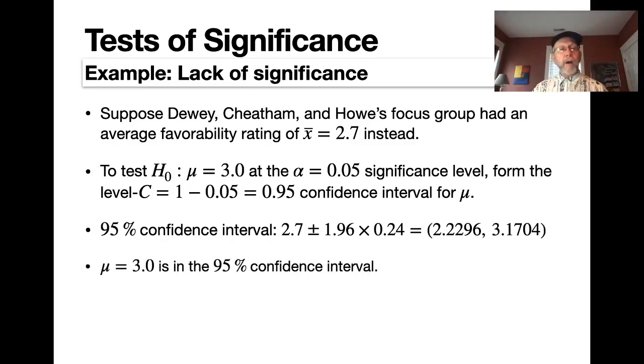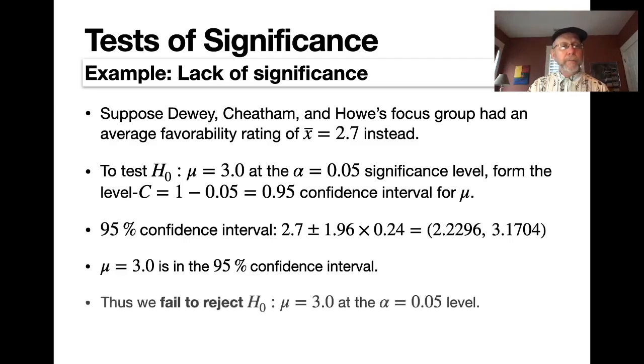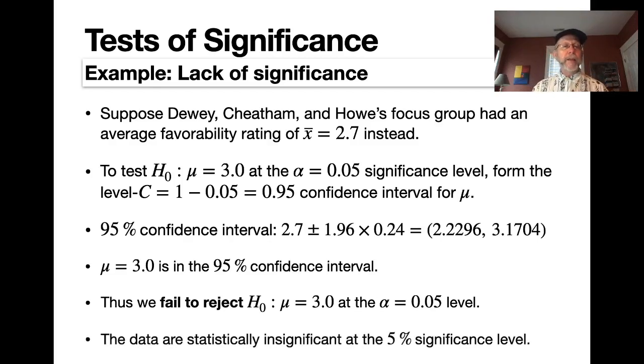So notice now that the null value, the value from the null hypothesis of mu equal 3, is in the 95% confidence interval. Therefore, it is totally consistent with the belief that mu is 3.0, with the null hypothesis. Thus, we would fail to reject the null hypothesis at the 5% significance level. And we would say that the data are statistically insignificant at the 5% significance level.